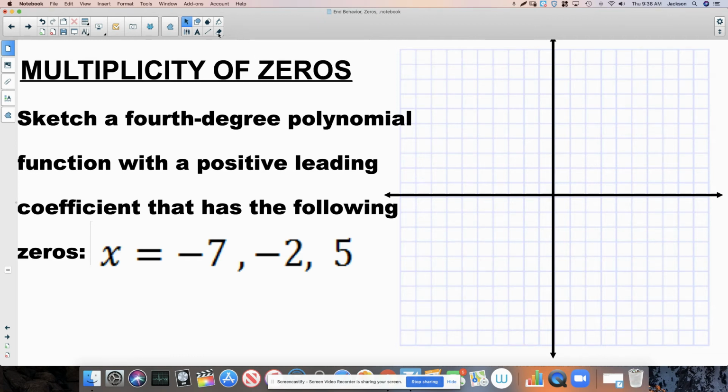So here we have a new concept for zeros. This video probably follows the first video that defines what zeros are. If you're watching this without having seen that, you may want to go back and refresh your memory on what zeros are, what the definition of zeros are.